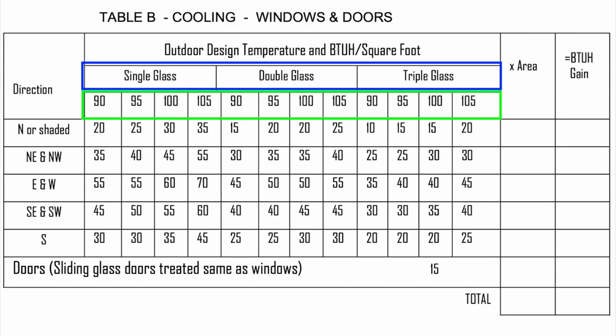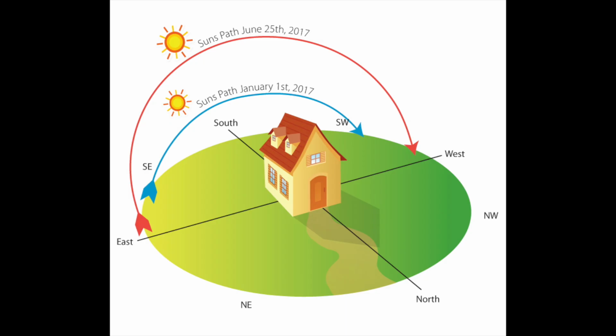Now let's talk about the sun direction in Table B. Table B accounts for whether the window faces north, south, east, or west. Now why is this important? Well, the east and west facing windows usually show the highest solar heat gain because they get direct low angle sunlight in the morning or late afternoon.